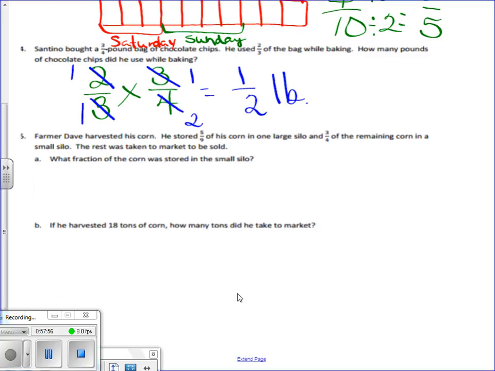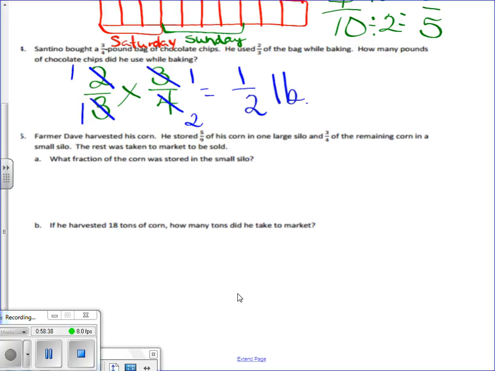Farmer Dave harvested his corn. He stored 5/9 of his corn in one large silo and 3/4 of the remaining corn in a small silo. The rest was taken to market to be sold. A silo is one of those metal tube looking things you see on the farm that have the dome top. What fraction of the corn was sold in the small silo?